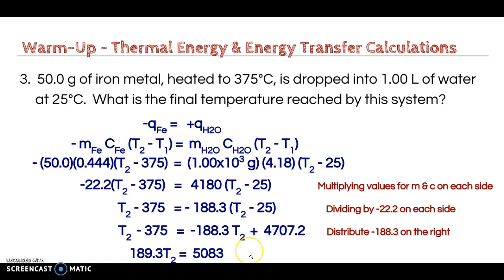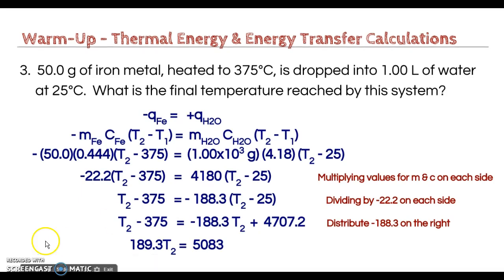Now the last thing, and this is unfortunately not going to show up on the screen because of the size of the screen that I made. I'm going to pause this for a second. And now I see that my final answer, when I divide both sides by the 189.3, is that my final temperature, if I evaluate that to two significant digits, is 27 degrees Celsius.